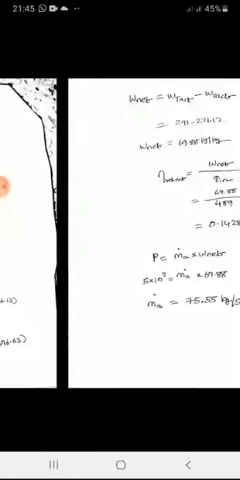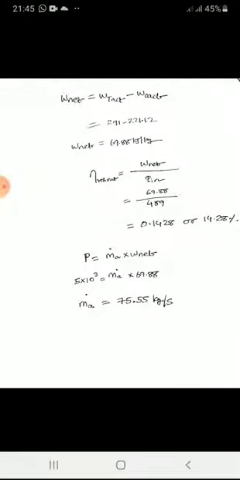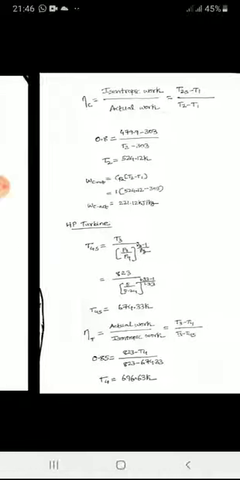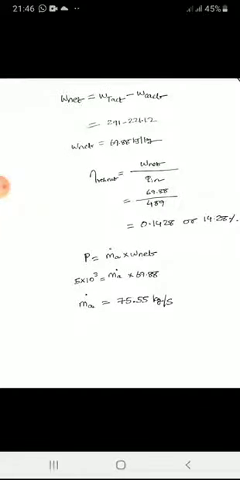Now next we have to find what is the net work. Net work is the summation of all the works in the system. In this system, work refers to three components, that is the compressor and two turbines, right? In the compressor we are giving work from our side, so it is negative work. In turbines we are deriving work, so in turbines we are deriving positive work. Therefore, W net will be equal to W turbine minus W compressor, which is coming as 69.88 kilojoules per kilogram.